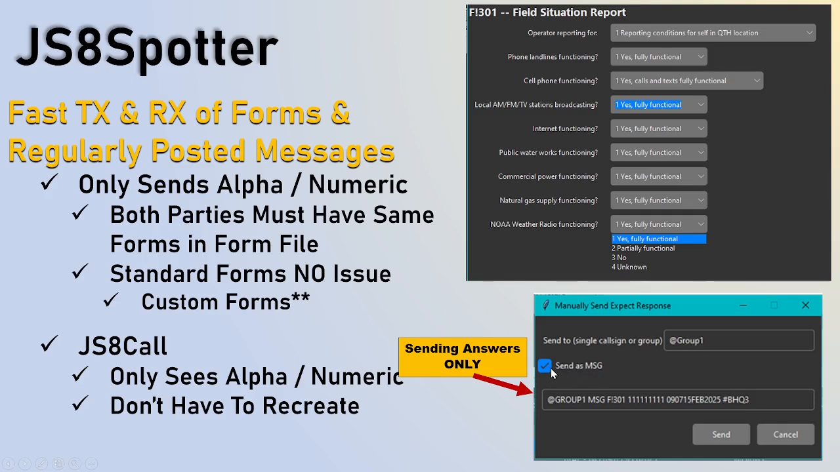Send as a message, so they'll get flagged in JS8 to let them know there's a message. And here's the response. So group 1 goes here, message goes in here. This is the form number. And what you see here is all the responses. Now, if this was a 4, this last number would be a 4. Here is a date sequence that you can do your own, however you want to do your date sequence, and simply just hit send. And again, all these answers are from the drop-down questions.